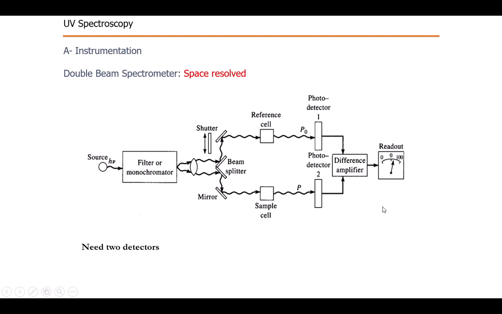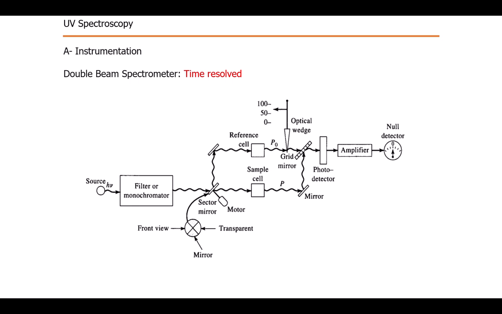This is a space resolved spectrophotometer, and mind it, it uses two detectors separately for the reference cell as well as for the sample cell. In the case of a time resolved double beam spectrophotometer, we have only one detector. The path is compensated by using mirrors. The radiation from the monochromator falls on the sample cell as well as on the reference cell. The same radiation is split into two portions. One passes through the reference cell, the second passes through the sample cell.